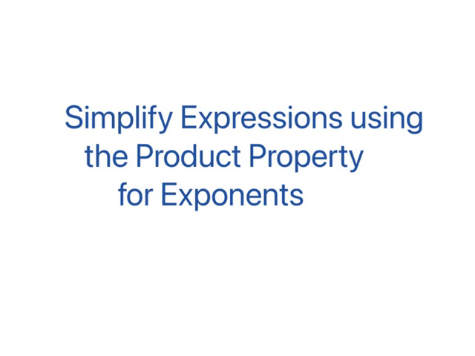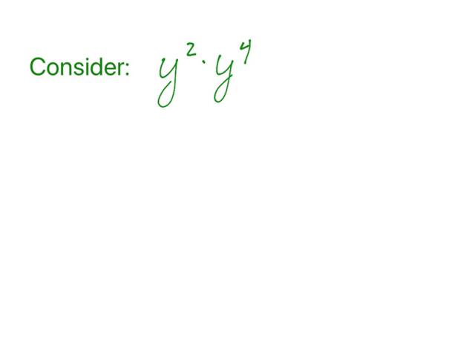Simplify expressions using the product property for exponents. Well, product means to multiply. So let's think about multiplying with exponents. Now, first I want to just think of this from the standpoint of what exponents mean.